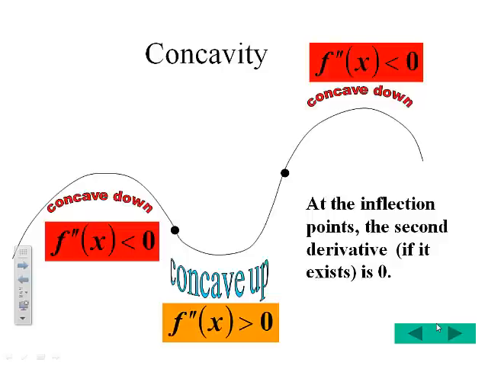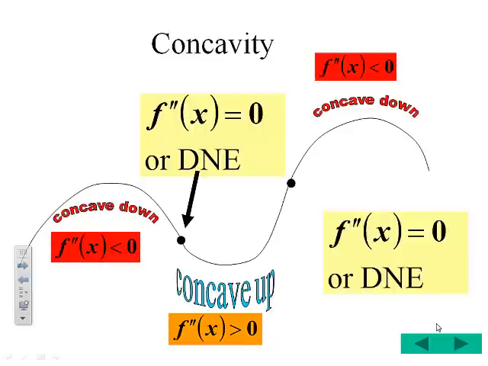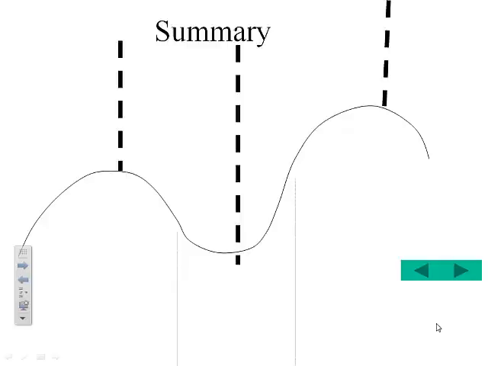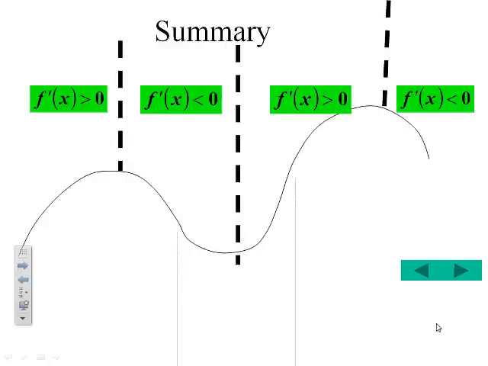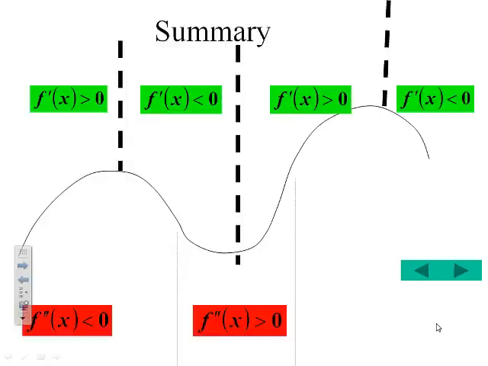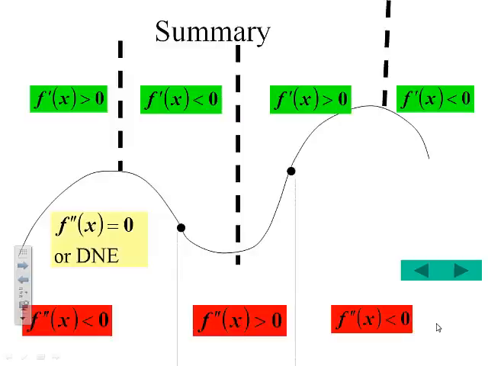Now, coming up on the next slide will be a nice little summary of all the different things that we've talked about. Keep in mind before that slide comes up that the second derivative can be 0 or does not exist. So summarizing, if the first derivative is rising, first derivative is greater than 0. If it's falling, first derivative is less than 0. If it's concave down, second derivative, the red ones, are less than 0. If it's concave up, the second derivative is greater than 0.